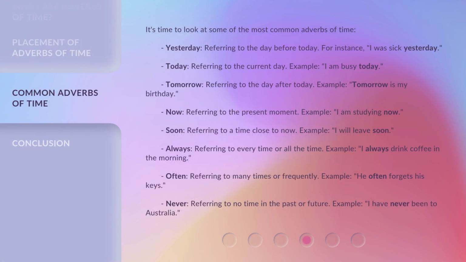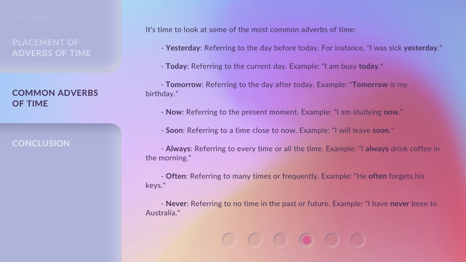It's time to look at some of the most common adverbs of time. Yesterday, referring to the day before today. For instance, I was sick yesterday. Today, referring to the current day. Example: I am busy today. Tomorrow, referring to the day after today. Example: tomorrow is my birthday.